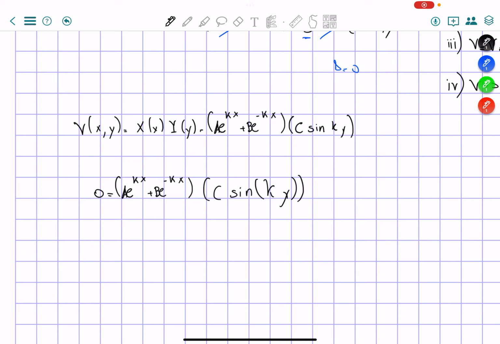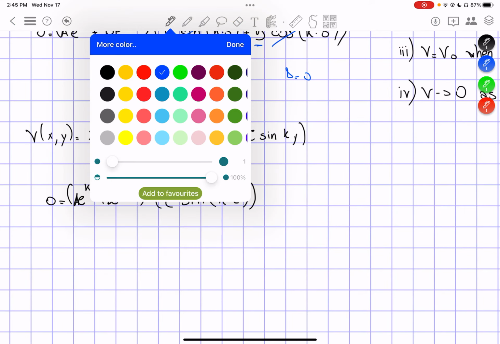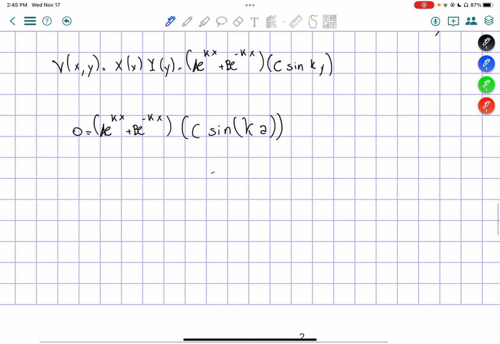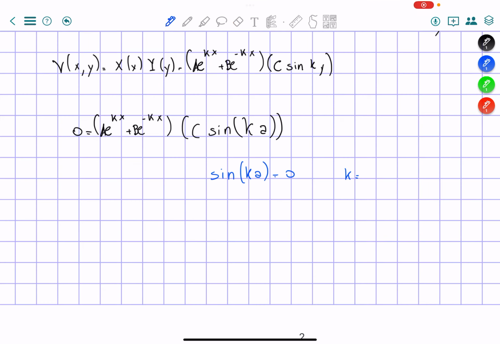As you can see, we can solve this and see that if we plug in a for y, sine has to be equal to 0. So we're going to have that sine of ka is equal to 0. Therefore, k has to be equal to a certain value, which is going to be n pi over a.